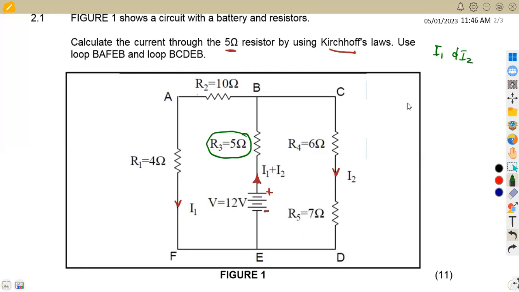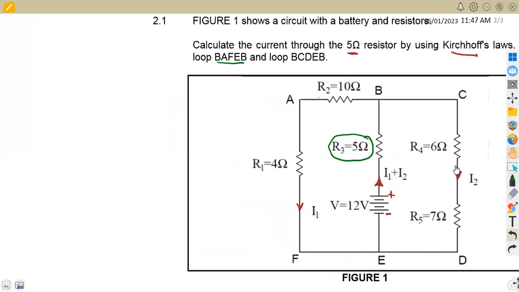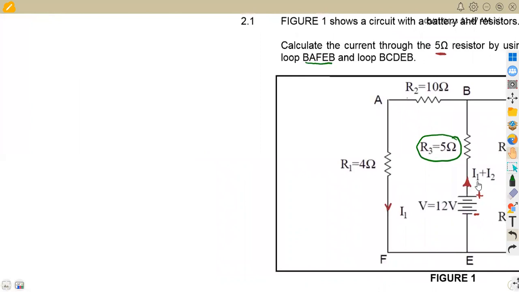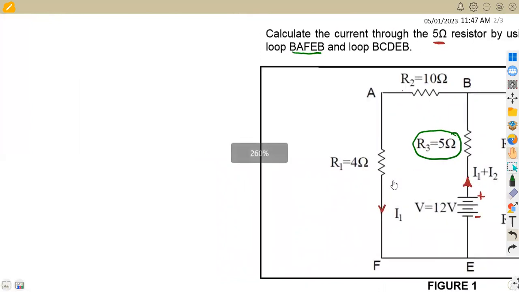All right, and we are given the loops to consider. For the first part, we are given the loop BAFEB, that is from B to A to point F, point E, back to point B. This is our loop 1 that we are going to consider. So let us have this so that we can have our equations. I'm just going to push so that we can properly see the part that I'm going to work with. This route is the one that I'm going to take.